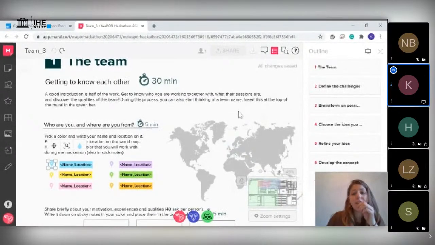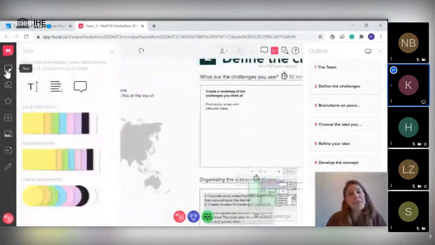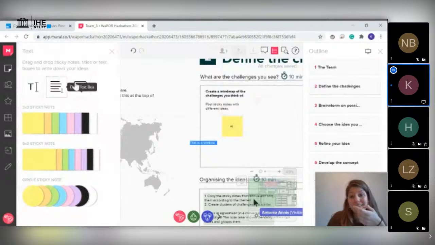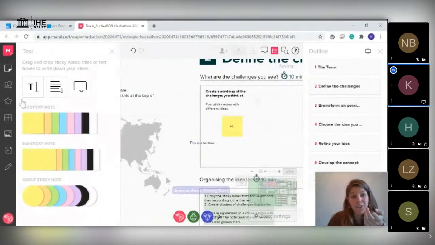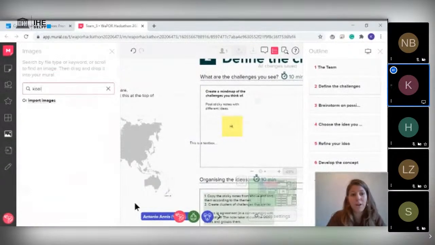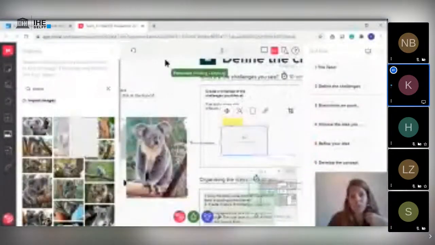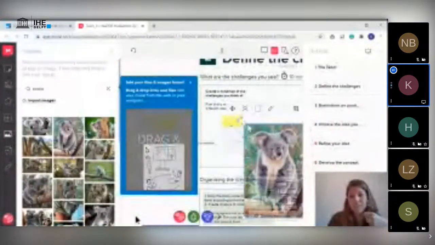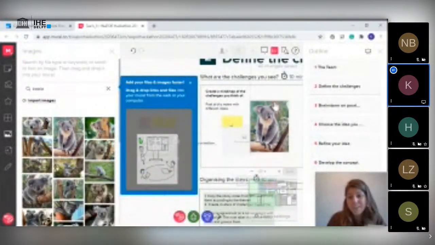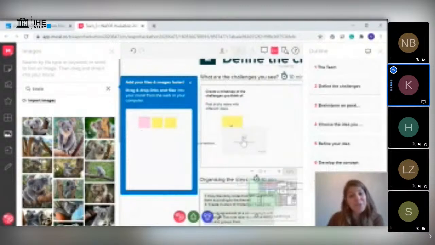During the brainstorm sessions, you might want to place sticky notes with your ideas. You can type. You can add more text, like a text box. You can add images. I want to add an image of a koala, for example. Just drag it and place it. This one was not available. And make it smaller. So you can really do a lot of things. You can work together in it, and we want to encourage you to do that.